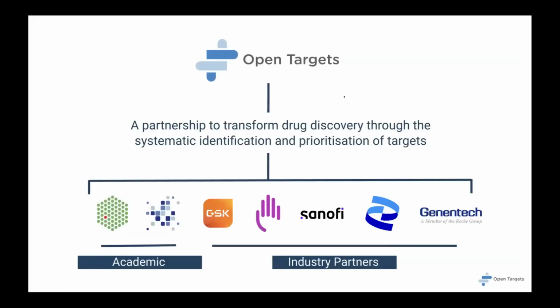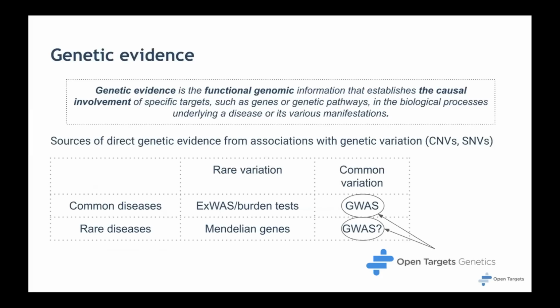So first of all, about Open Targets. Open Targets is a private-public partnership between two academic partners, EBI and Sanger, and 5 industry partners, represented by 5 pharmas. That is focused on providing the comprehensive platform for target prioritization. Open Targets does a lot of stuff, but probably one of the main focuses is to provide the comprehensive genetic evidence about the targets to prioritize for the specific diseases. So the main focus is genetic evidence.